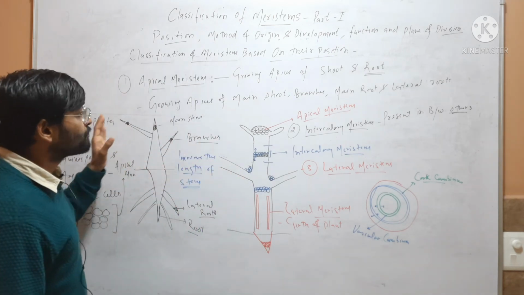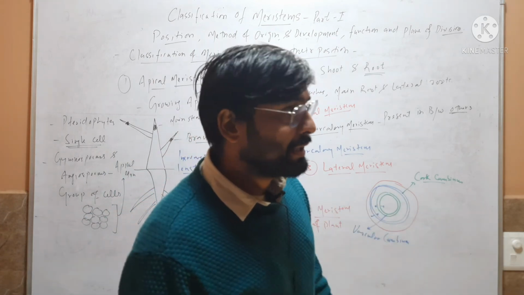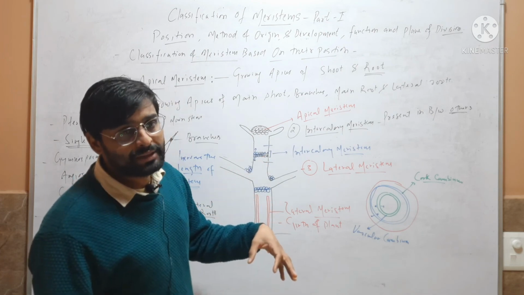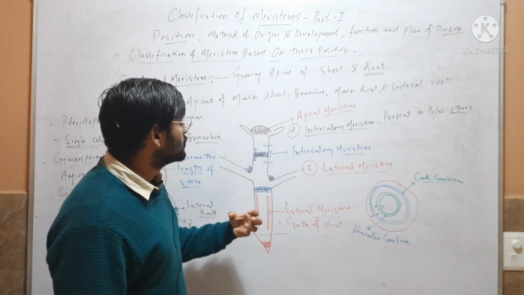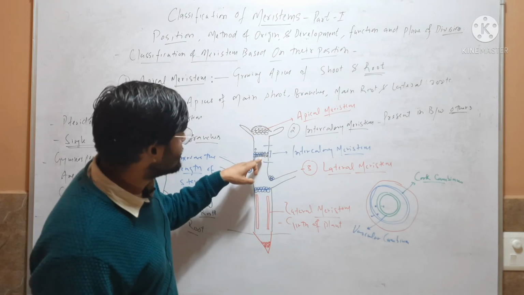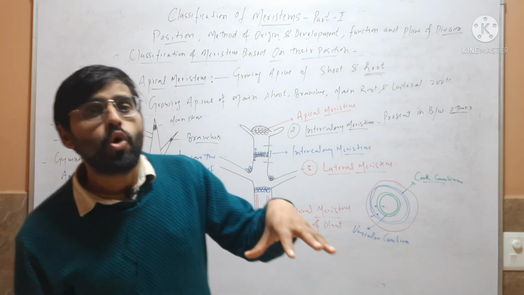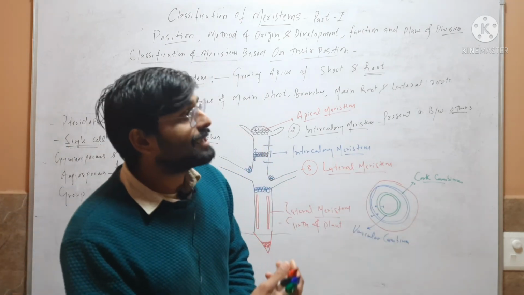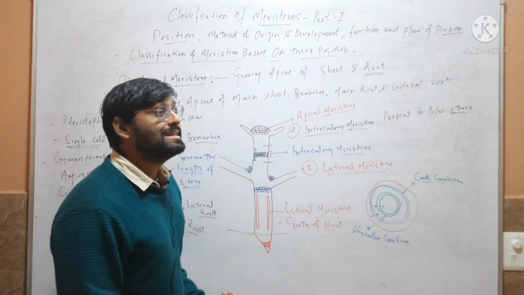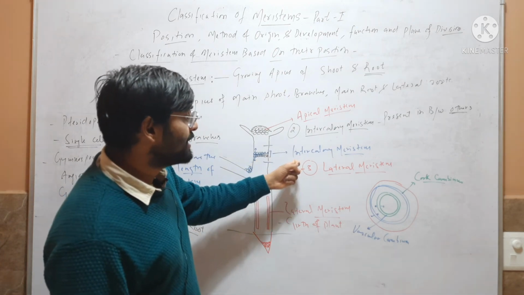Another meristem is intercalary meristem. When apical meristem divides and differentiates cells, then some cells are left behind that have capacity to divide. You can say that it is a leftover of apical meristem. These are normally present towards the node. So when they divide, they cause elongation of the internode. So they help in increasing the length of a stem. So these are called intercalary meristem.